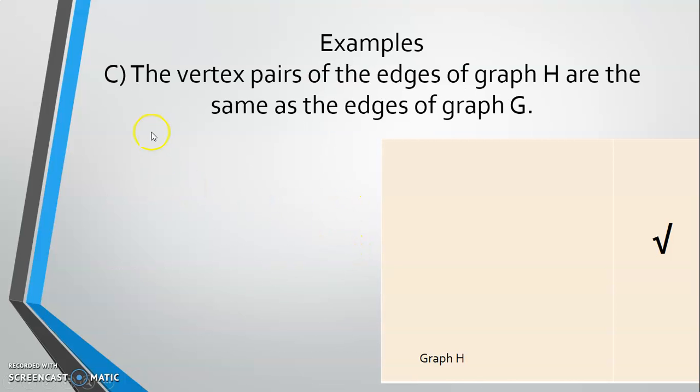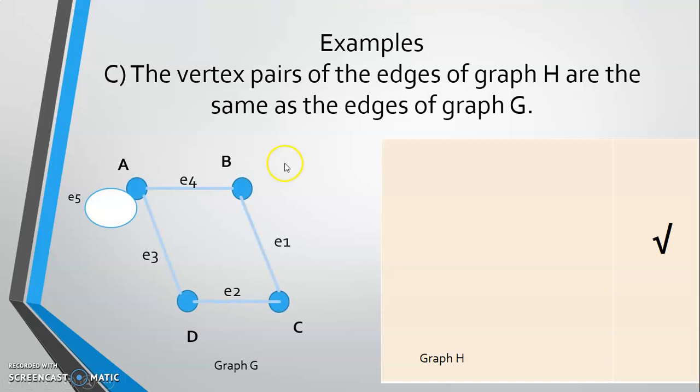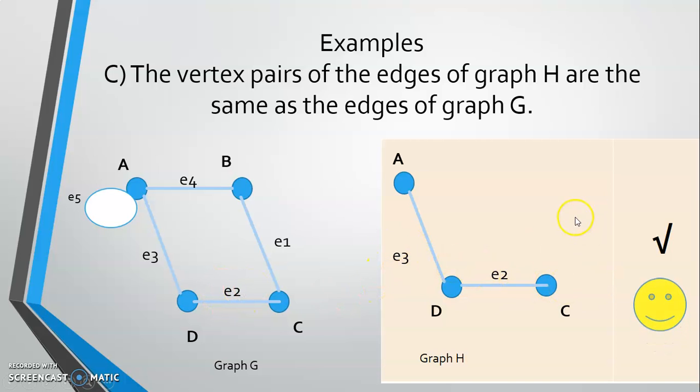Okay, the second example for C. So we check one by one. A, D, C; A, D, C. So E3, E2; E3, E2. So we can say that this is a subgraph of graph G.